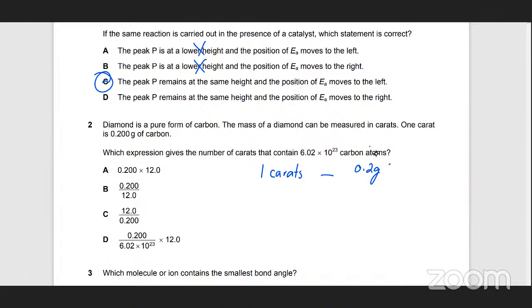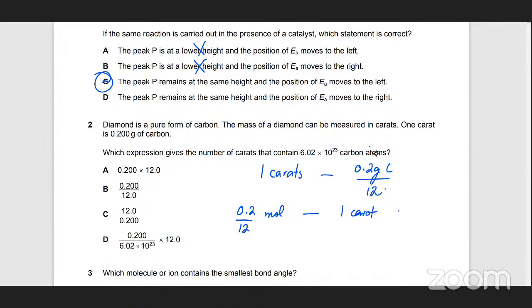First thing is convert this into moles. How do you convert this into moles? It's 0.2 divided by 12. So it's these many moles. That's 0.2 divided by 12 moles, which is basically equal to 1 carat.